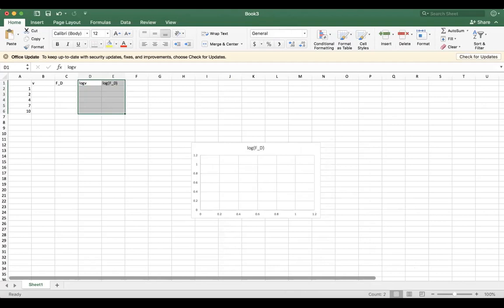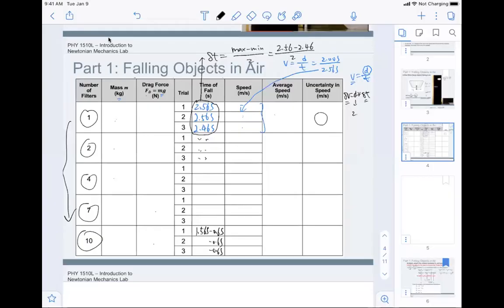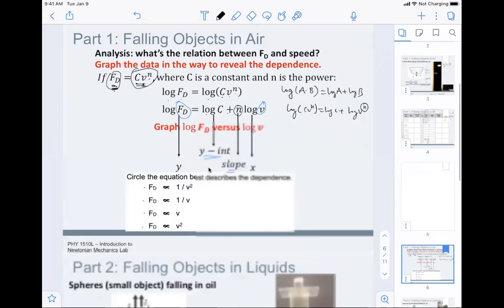So when you get your equation, which should be a linear equation, you can read the slope and you can read the y-intercept. Okay, the slope is the n, and the y-intercept will give you that constant c. If you take e to the power of that, it will give you the constant. So eventually in your data sheet, you should tell us what is the relationship that you find. How is your drag force related to velocity? Which one of these is correct as indicated by your data? Okay, so that's our part 1.